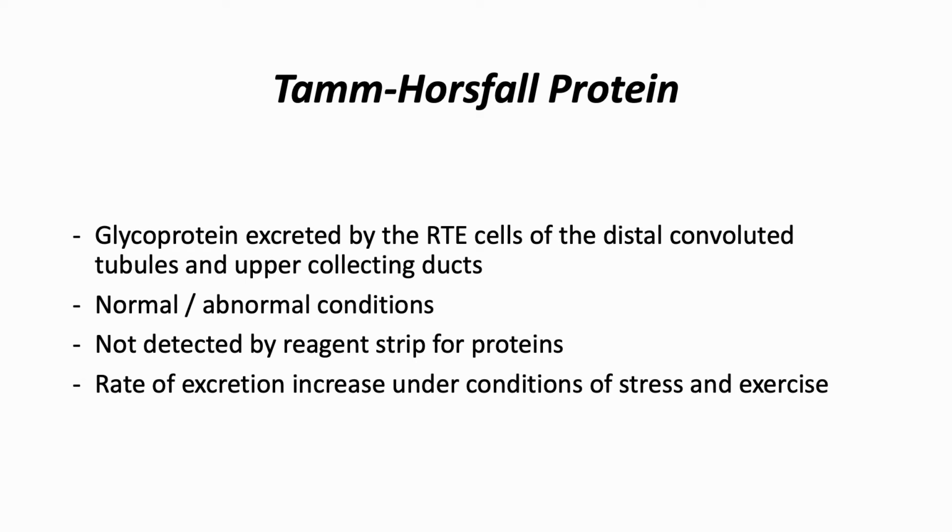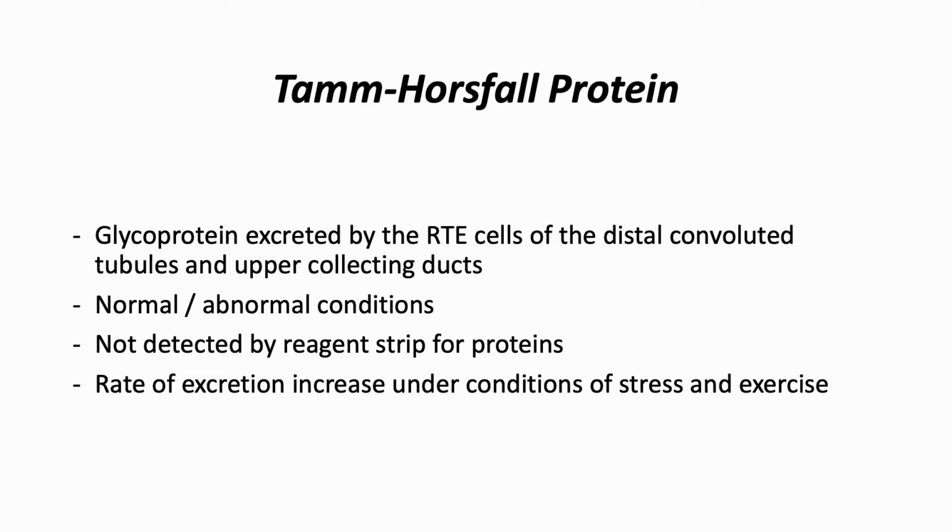So the Tamm-Horsfall protein, also called uromodulin, is the major constituent of the casts. Tamm-Horsfall proteins are glycoproteins excreted by the renal tubular epithelial cells of the distal convoluted tubules and the upper collecting ducts. They may be present in normal and abnormal conditions, and usually these are not detected by reagent strip for proteins.